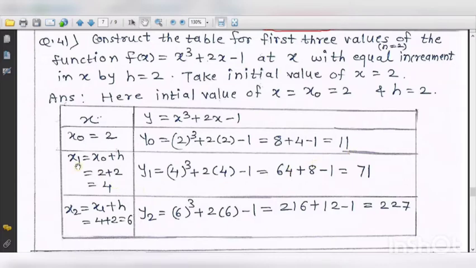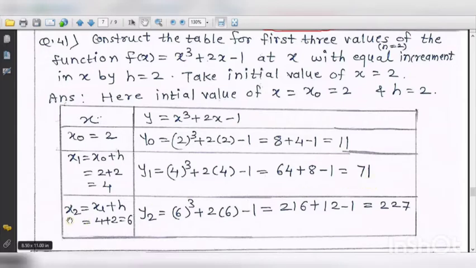Secondly, x1. How to obtain x1? By adding h to x0. So it is x0 plus h. x0 is 2 and h is equal to 2, as given in the example here. So 2 plus 2 equals 4. So now x1 equals 4. Obtain the value of y1. Substitute x1 equal to 4 in the formula. We get 4 cube plus 2 into 4 minus 1, and the value is 71.